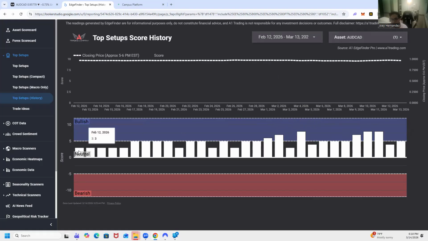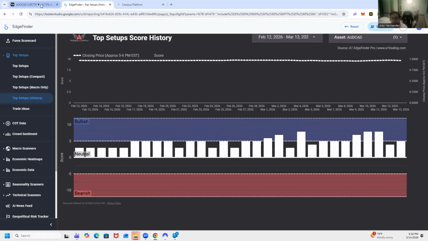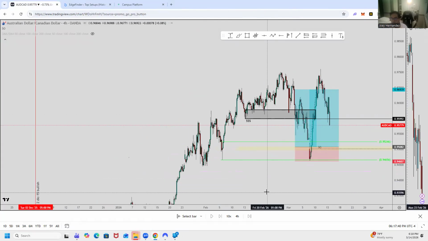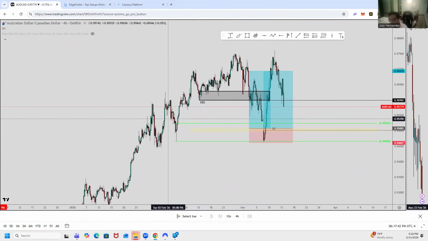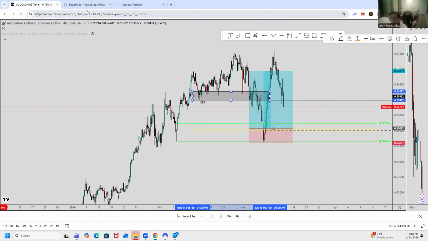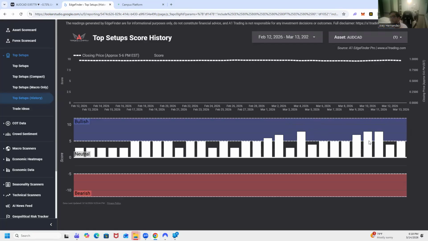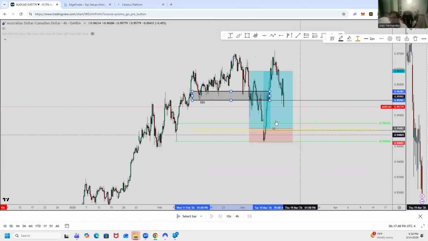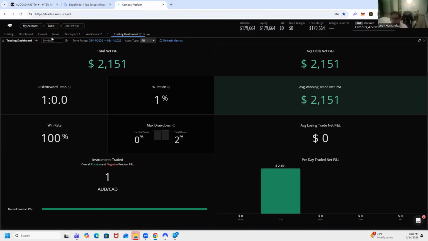It's been that way since February. That's exactly why I took this trade, because technically it was looking really good, and then fundamentally we were very, very bullish. So yeah, that's the trade.